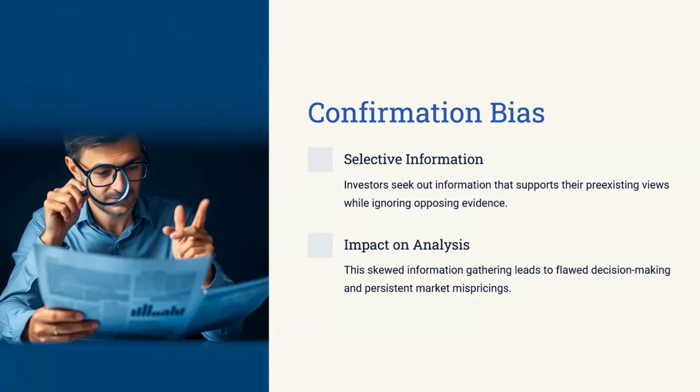Ignoring red flags: investors might overlook critical warning signs about a company's fundamental value or an impending market downturn if those signs contradict their bullish or bearish conviction. Over-concentration: it can reinforce overconfidence, leading investors to double down on losing positions or concentrate the portfolio based on biased research, increasing risk. Resistance to change: it makes it difficult for investors to adapt their strategy or change their minds even when market conditions fundamentally shift, leading to being stuck in a wrong trade.